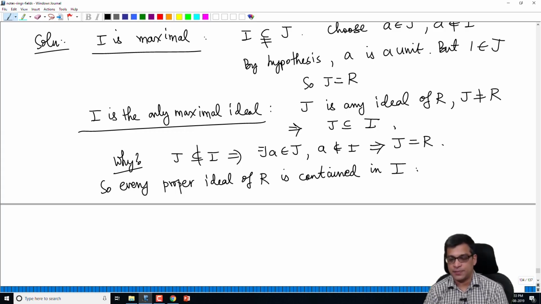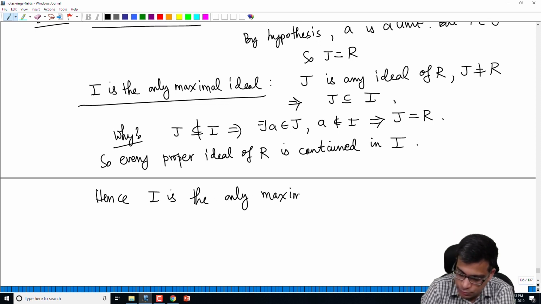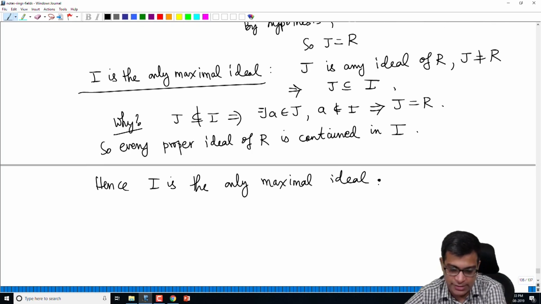But this means I must be the only maximal ideal, right? Hence, I is the only maximal ideal. Why is this? This is because if there is another maximal ideal, we know it is a proper ideal, but then it must be contained in I. But a maximal ideal cannot be properly contained in a bigger ideal, unless it's equal to I. So it is equal to I. So no other maximal ideal can exist.